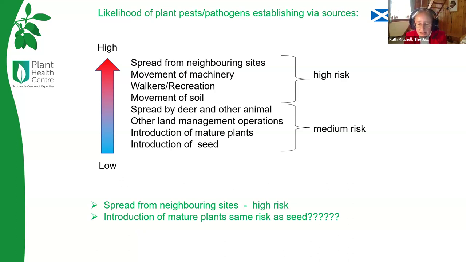I found this quite interesting because I wondered how the results would influence people's behaviour. If you think that the greatest risk of a pest or pathogen is from my neighbour's site, is there a risk that you're not going to be bothered to do anything at your own site to reduce the risk because you think the risk is going to come from your neighbours? And similarly, the introduction of mature plants was ranked at a very similar level of risk to the introduction of seed. And if you actually look at the literature, that would show that the introduction of mature plants is a far higher risk than the introduction of seed.